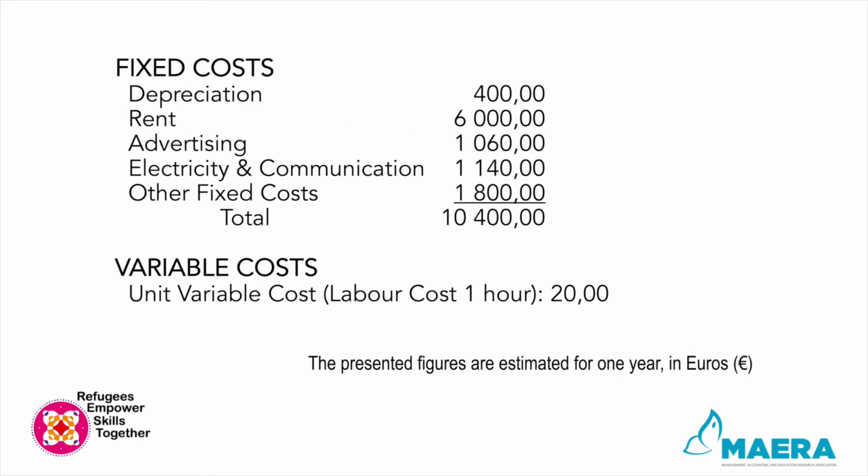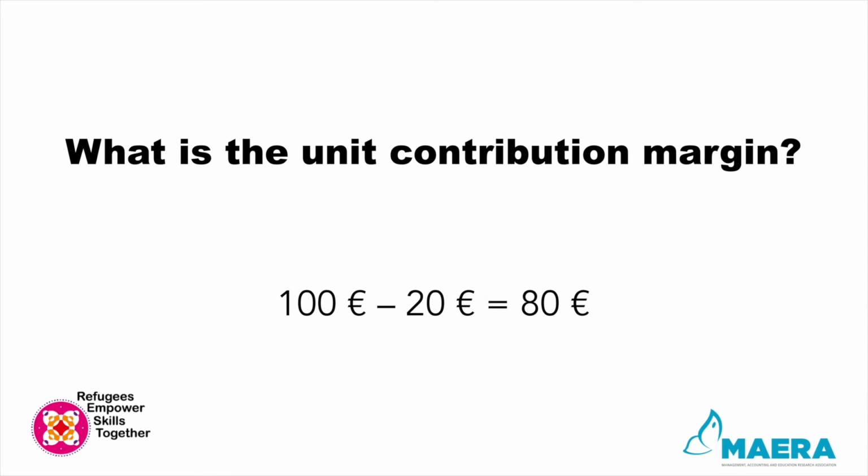Concerning the expenses, we need to divide them into fixed costs, which in this case total €10,400 for the whole year. This value includes depreciation, rents, advertising, electricity, communication, and other fixed costs. The cost of 1 hour of labor, which is considered to be our unit variable cost, is estimated to be €20. Now that we have the needed data, let's answer some important questions.